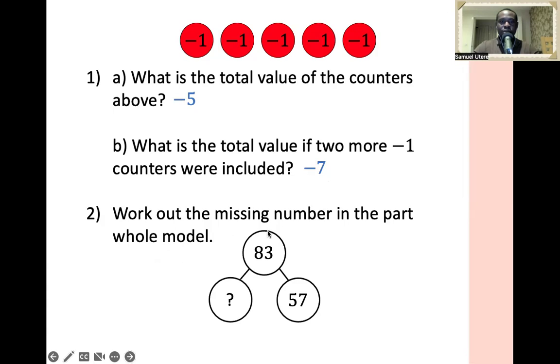And then here we're asked to work out the missing number in the part whole model. Of course, we know that the two numbers at the bottom of the part whole model should add up to 83. So to get that number, we can do 83 subtract 57, which will give us 26.